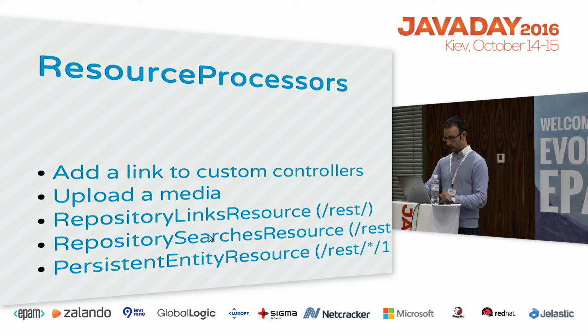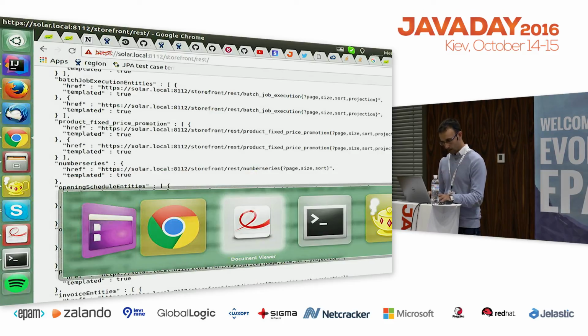If you want to add a link under /rest/product/search, you have to implement the repository searches resource processor. If you want to add a link under /rest/whatever-entity/ID-of-the-entity, you have to implement the persistent entity resource processor. The same goes for the resource processor for the product entity, which will add a link only under product. Well, what if you want to add a link under /rest/product? That's not possible. There's a Data REST issue 817. If you like it, go vote for it.